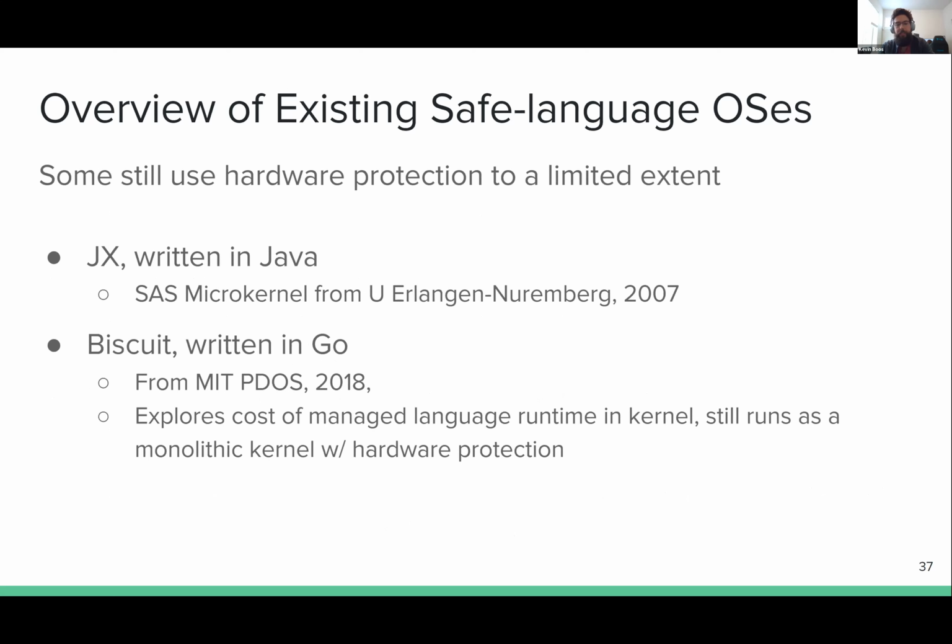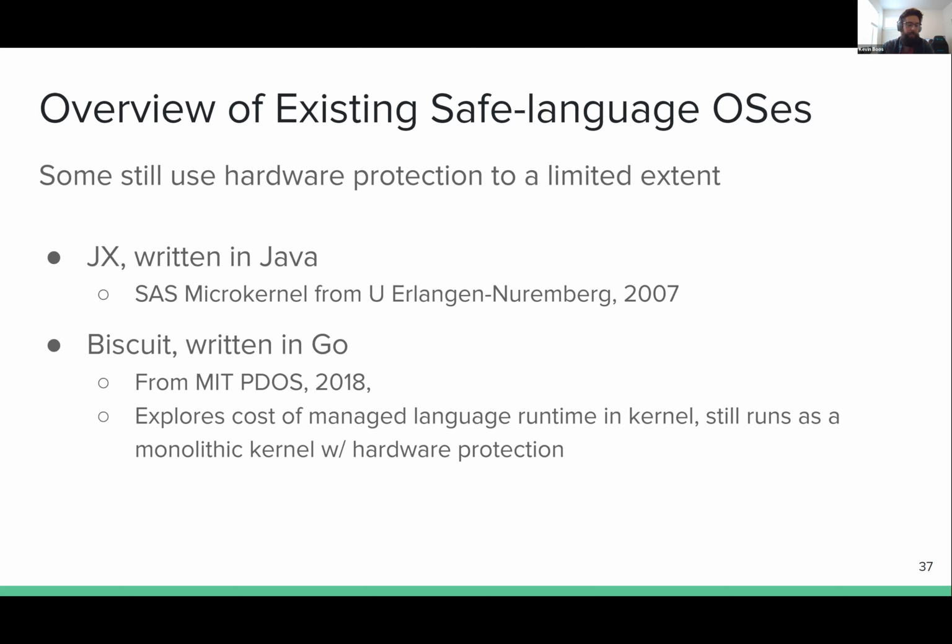There are some other ones that use a little bit of hardware protection, but not all. For example, JX is a microkernel written in Java, right? But it's a single address space kernel. So it does use hardware protection, but it doesn't use different virtual memory spaces, right?